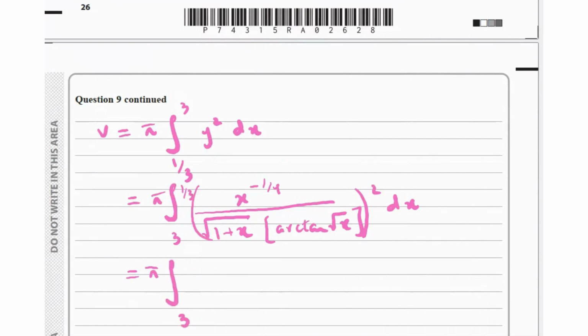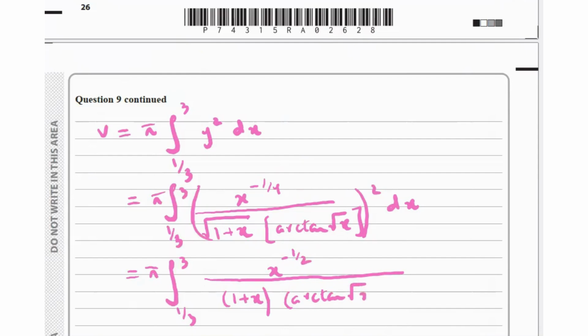Let's further simplify this. When you square the numerator, we get x to the power of negative 1 over 2. The square of root of 1 plus x is going to give us 1 plus x. And this becomes arc tan root x whole square. Now we're also going to replace the dx with 2 root x times secant square u du.